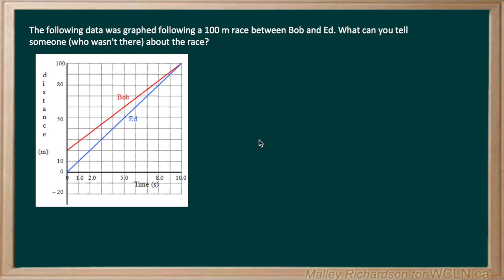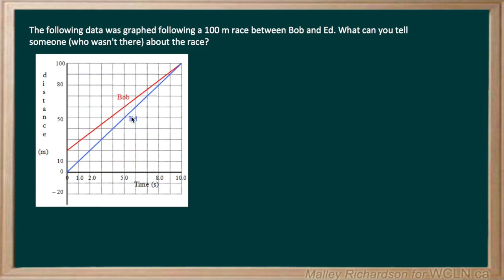The following data was graphed following a 100-meter race between Bob and Ed. What can you tell someone who wasn't there about the race? So what we have to do is look at this graph given to us and see what happened during the race. So let's start at the beginning.